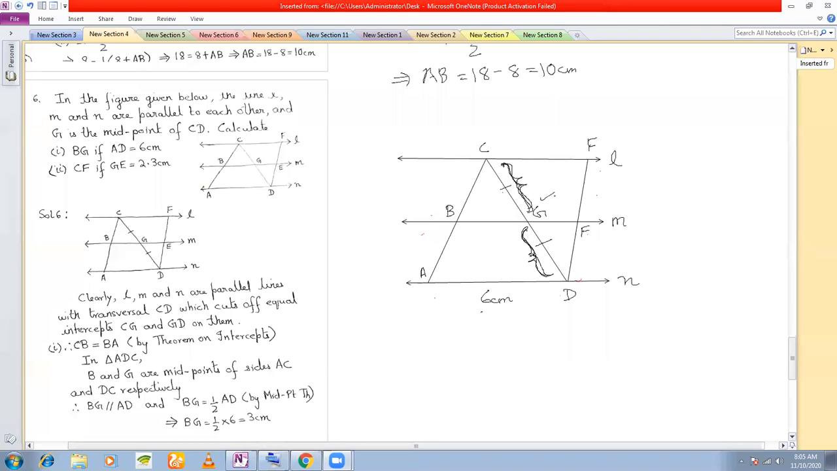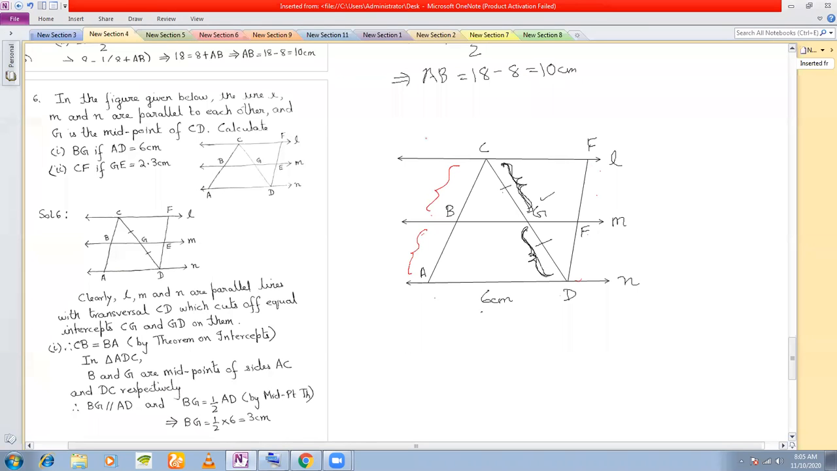So therefore, since CG is equal to GD, the line CD cuts equal intercepts on the three parallel lines. And according to the theorem on intercepts, as I told you, if one straight line cuts off equal intercepts on three or more parallel lines, then any other straight line that intersects those lines will cut off equal intercepts. That means you will have this part equal to this part by the theorem on intercepts.